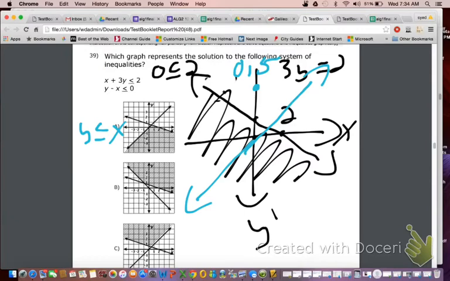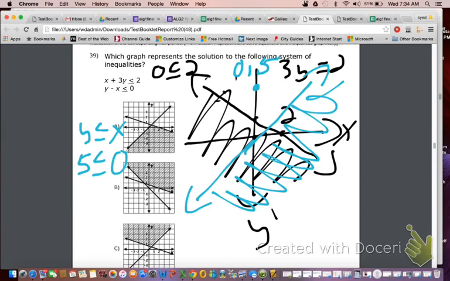So 5, is this true or is this false? Is 5 less than 0? It's false, so I have to shade this side. So it's going to be this region right here. Okay, it's going to be that region right there, and I think that's A. Yeah, it should be A.